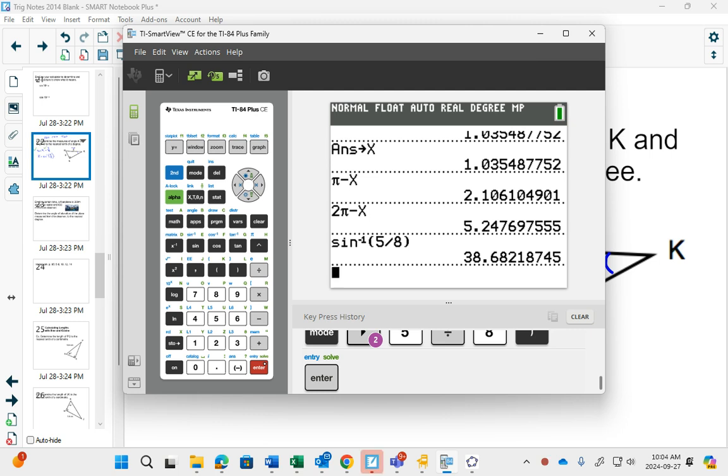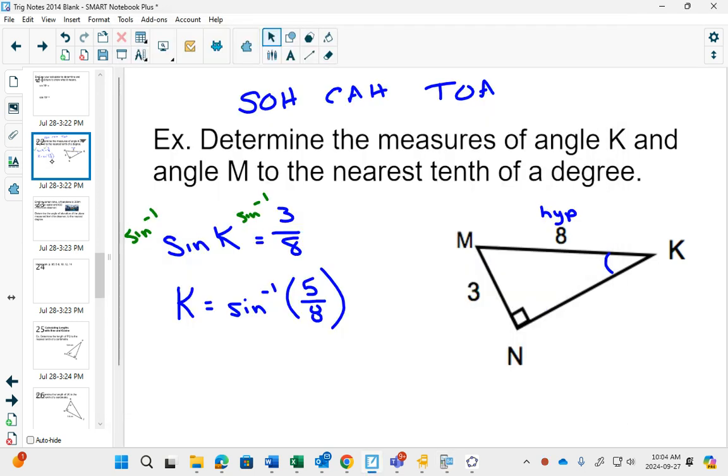How many decimal places does it want? The nearest tenth. Why is it 5/8? Oh, I don't know why it's 5/8. Did you see what I did?